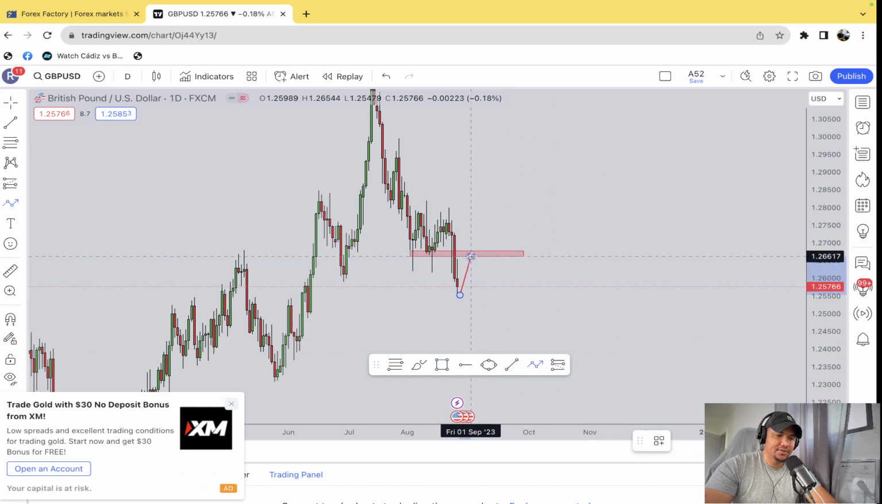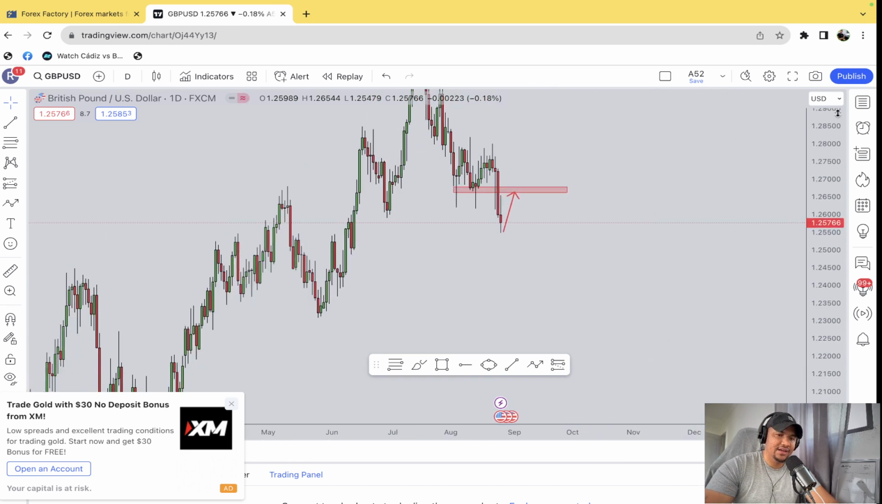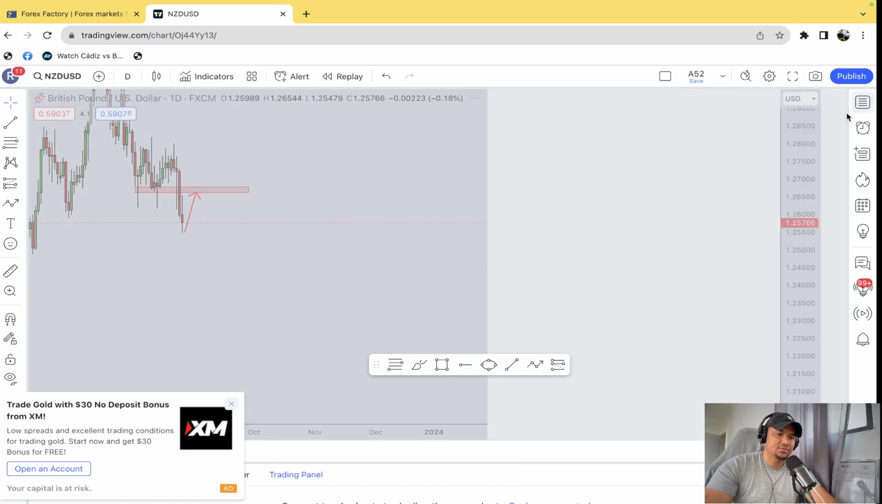Again, going into next week, I do expect a pullback, and then from there, obviously, as we're moving closer towards the NFP data, we're probably going to see this continuation. There's still a lot of leg room for GBP/USD to move to the downside.